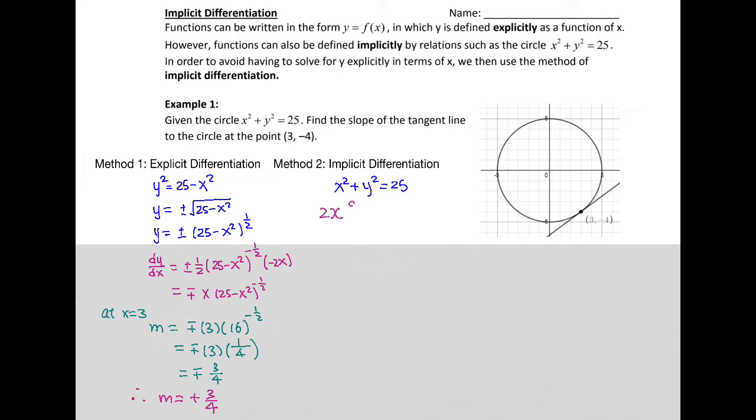But right now you're differentiating the x term with respect to x. Plus y squared. The derivative of y squared is 2y. But now you are differentiating the y term with respect to x. Equals 25 is a constant, so the derivative will be 0.